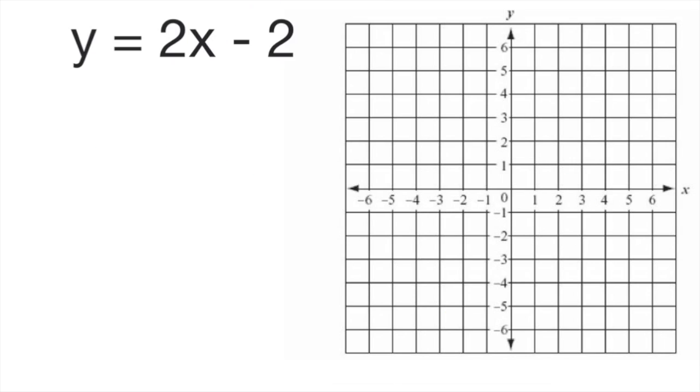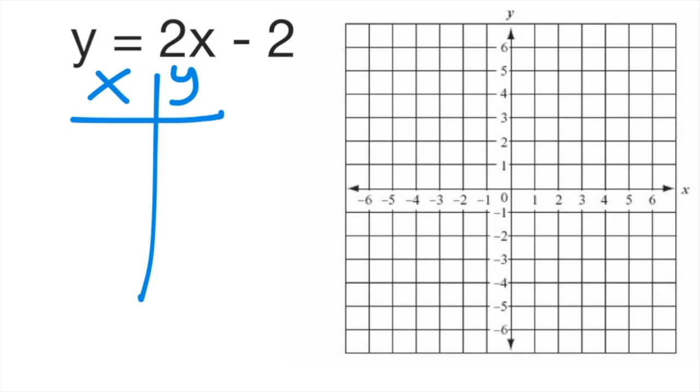So here we have y equals 2x minus 2. To graph a linear equation, you're going to use a table. In the table, we're going to have x and y values. The x is the independent variable, and so we choose that first, and you choose easy values to put into x. So I usually pick 0, 1, or 2.